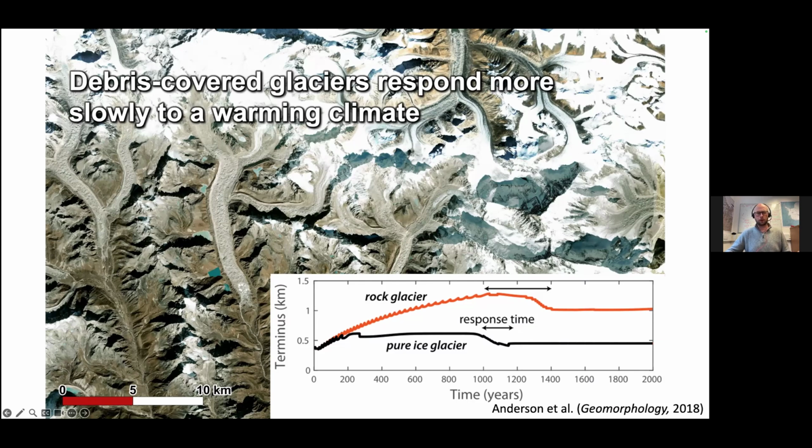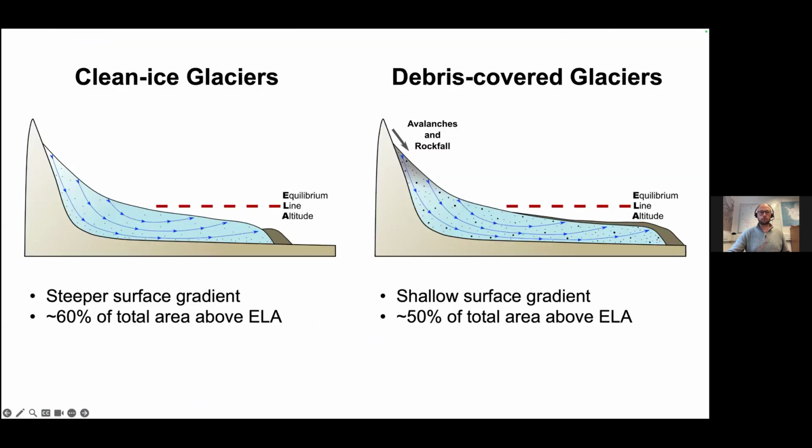But lakes sort of complicate this pattern. So we don't actually know how quickly these debris covered glaciers are going to melt in the coming decades. Some more facts about these debris covered glaciers: I'm sure most of us, if we're in the glacier world in some way or another, are familiar with equilibrium line altitudes. This is the elevation on a glacier above which you get more snow accumulation and below which you get more melt. For a clean ice glacier, typically you have 60% of your glacier area above this ELA.